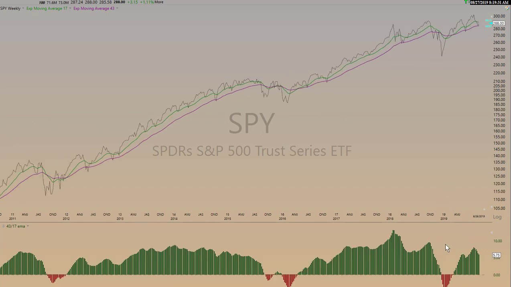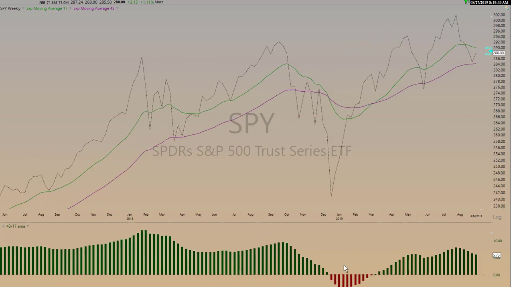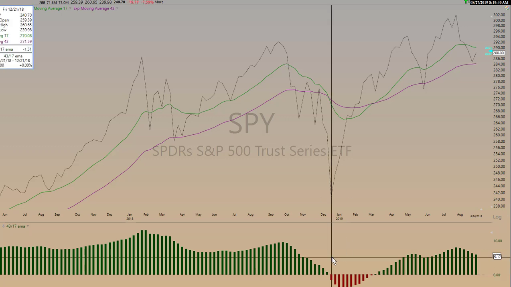It's not yet triggered. Last time it gave us a sell signal, here, we'll zoom in real tight, was right here, and you can see that didn't work for you because we had the big drop. It triggered the sell signal, and that is why you don't use it by itself.